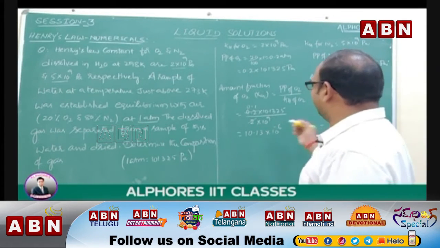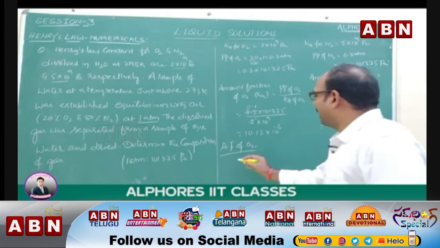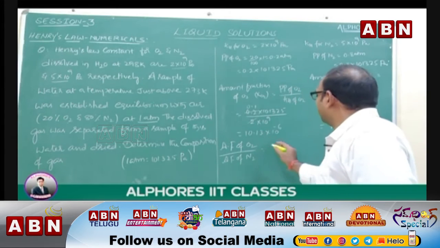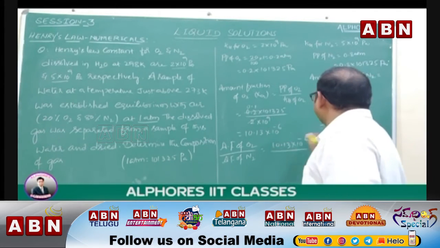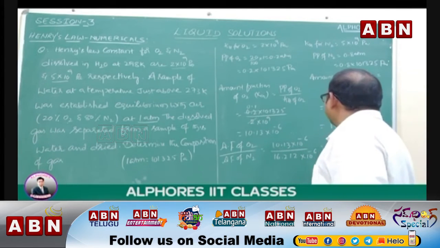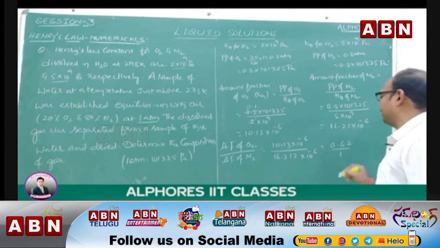Now the ratio of these two, amount fraction of O2 by amount fraction of nitrogen, is equal to 10.13 into 10 power minus 6 by 16.212 into 10 power minus 6. So this value we are getting is 0.62 by 1.